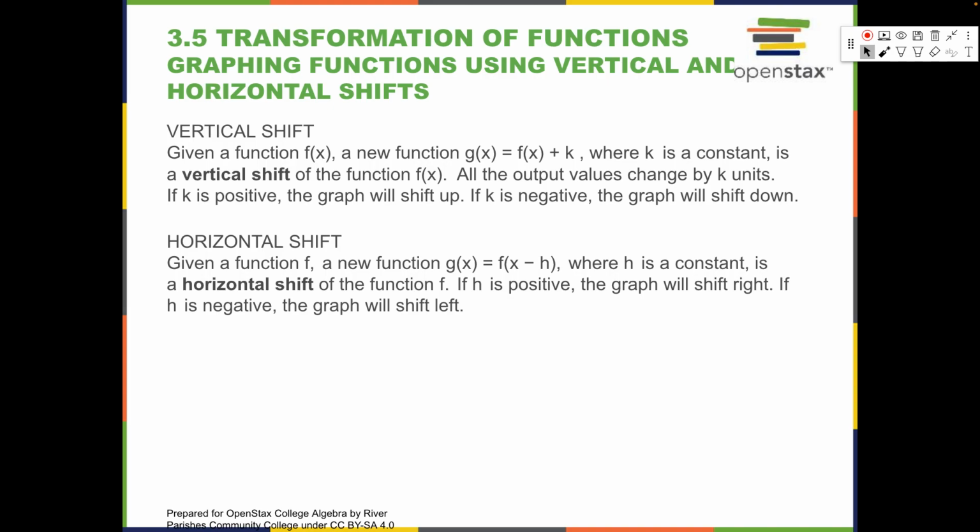So this is just kind of going to talk through what we did in more words. So this is if we add a number, they use K. I use V for vertical. So if we're adding K, or K could be negative, right? It's going to give us that vertical shift. So notice it's outside of the function. It's outside of the parentheses.